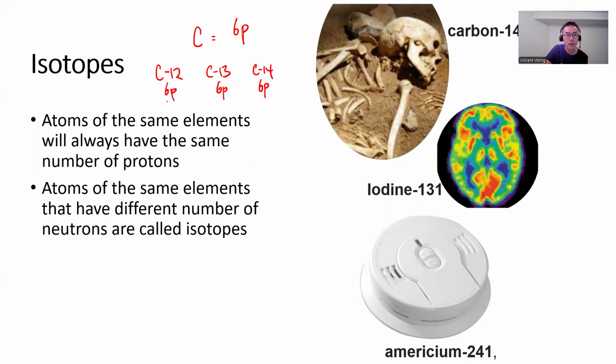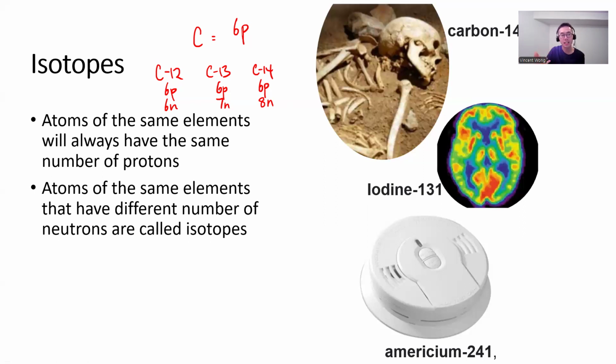But carbon-12 has 6 neutrons, carbon-13 has 7 neutrons, carbon-14 has 8 neutrons. You don't have to understand how to calculate them. Your chemistry class will teach you that. But you have to understand what an isotope is. An isotope is basically atoms of the same element that have a different number of neutrons. So some are heavier than others. If it has more neutrons, for example, carbon-14, that's going to be heavier than carbon-12.